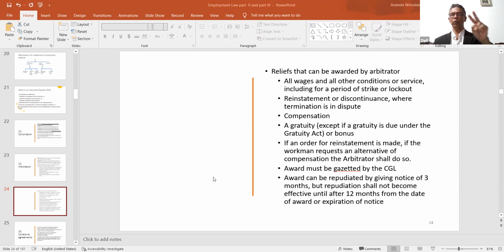Bullet number two: reinstatement or compensation, where termination is in dispute.